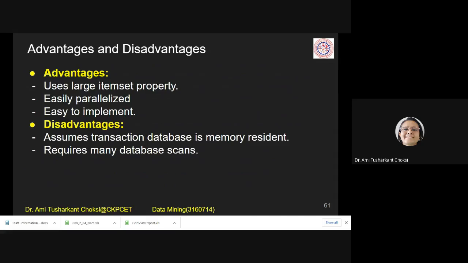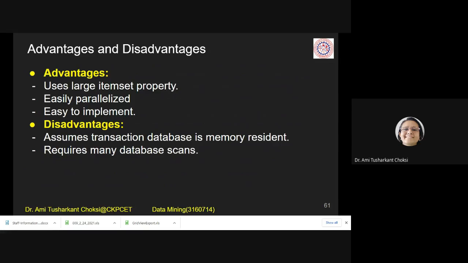Advantages and disadvantages of what? Of the Apriori algorithm. It uses the large item set property, is easily parallelized, and is easy to implement. Great. So the disadvantages: it assumes the transaction database is memory resident. It requires many database scans for counting one item set.